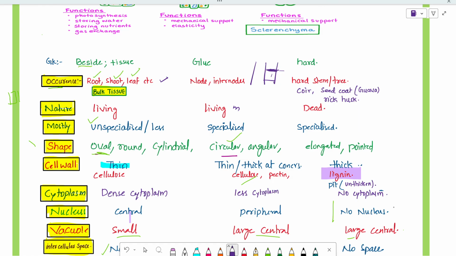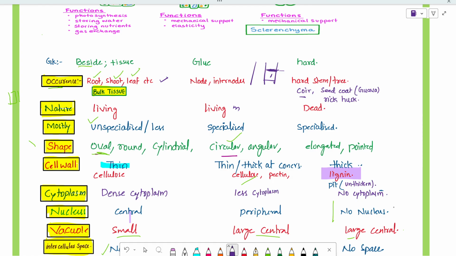Nodal region or in between, the internodal regions also, you can find sclerenchyma, the third type of tissue, in the hard parts. That is coconut coir, whatever you make ropes from, that coir is made up of sclerenchymatous tissue, or any seed coat.